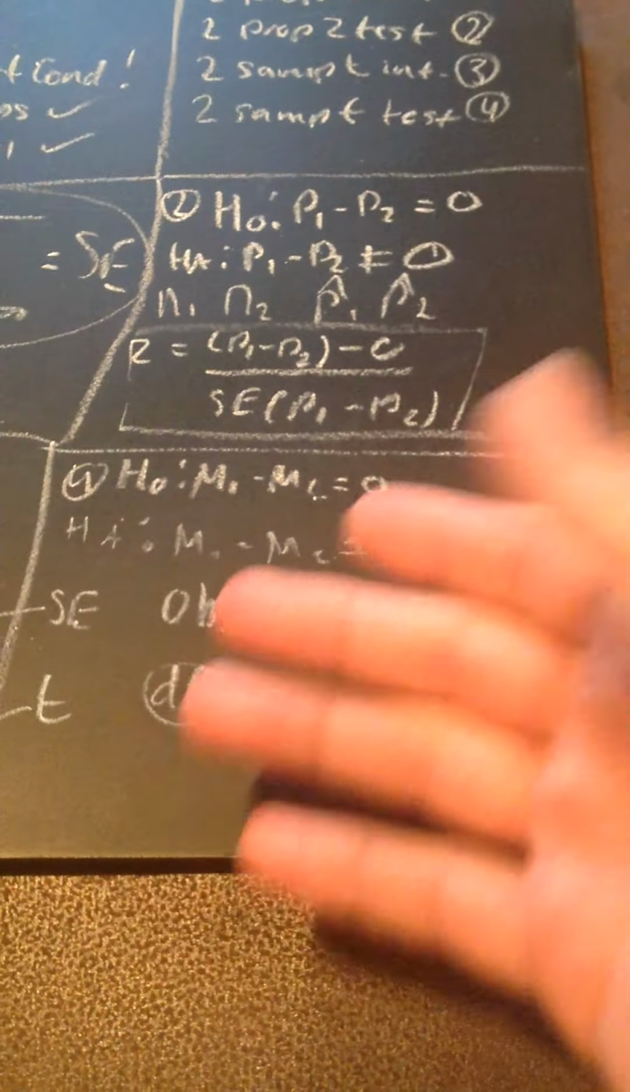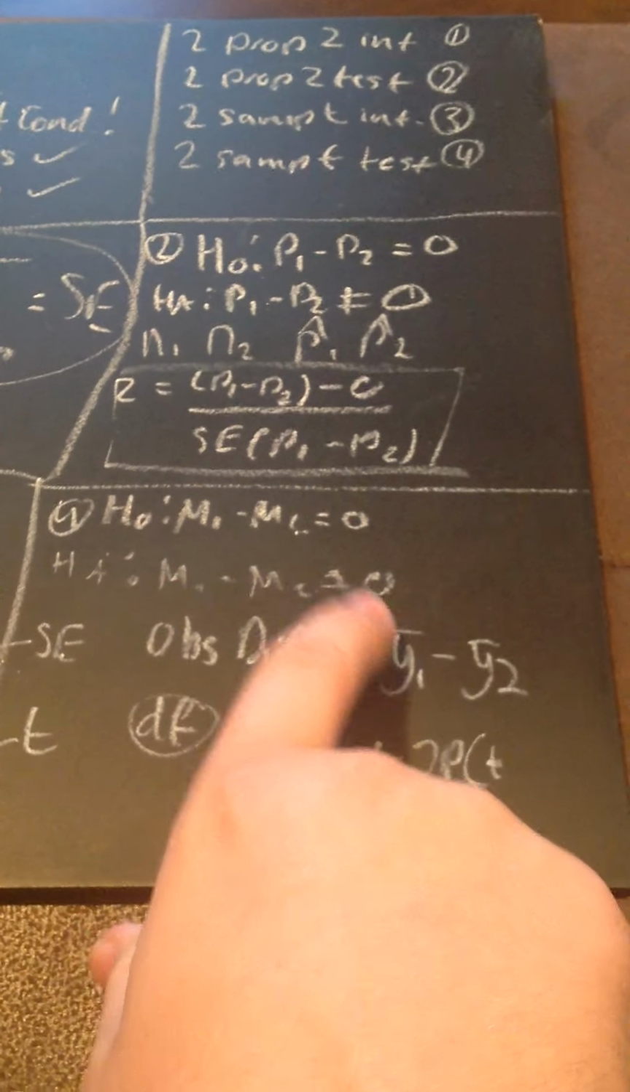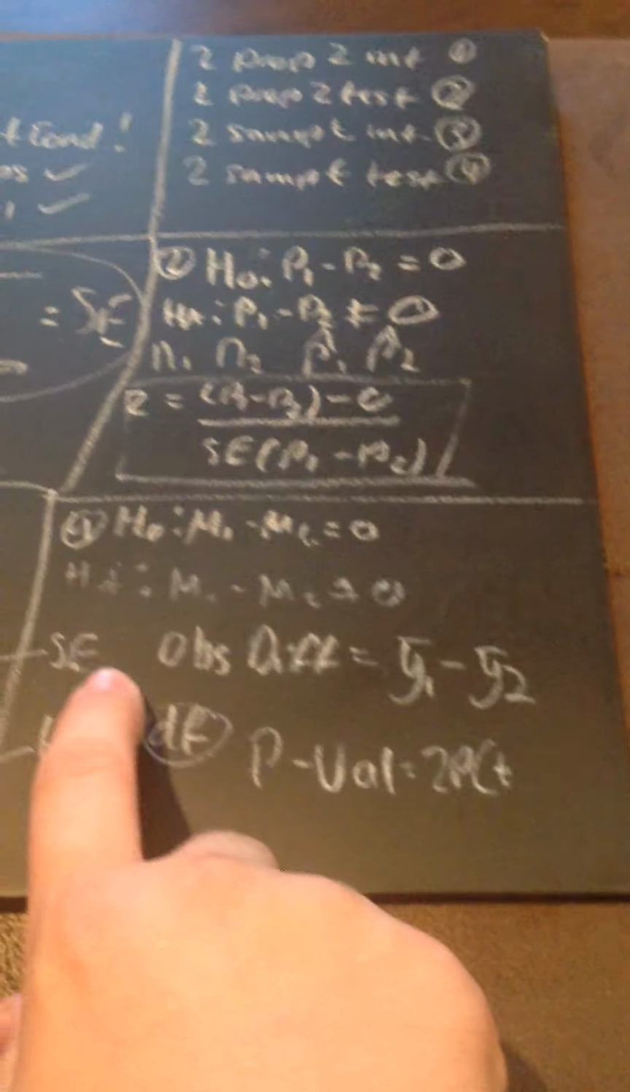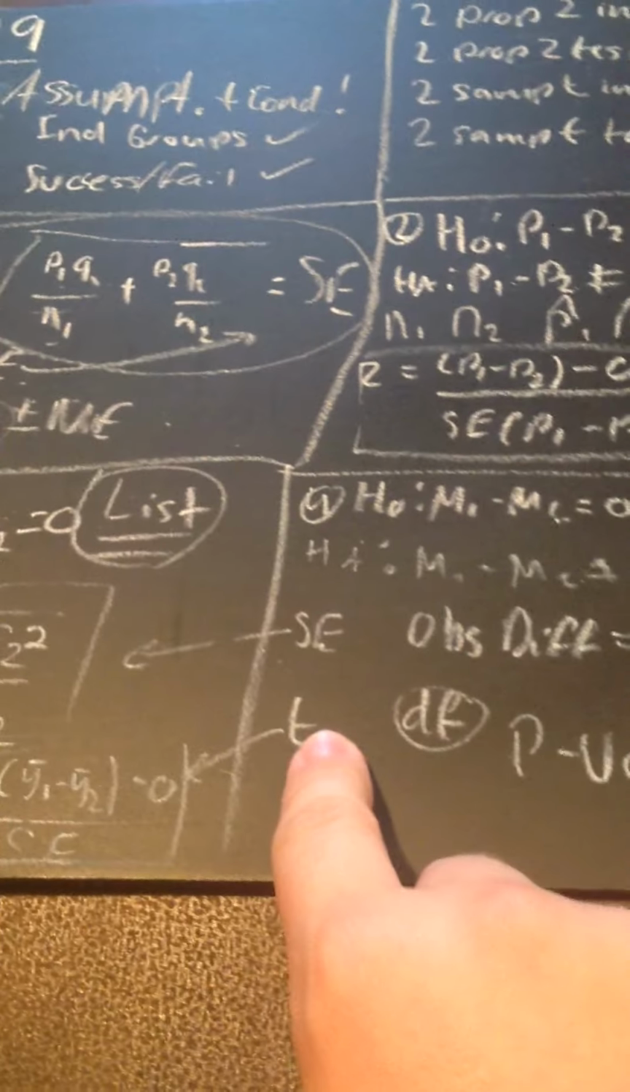I know this is really a lot of work. So, again, you use mu, and you set mu not equal to 0 for the HA. Now, you're going to need to find standard error, which is the exact same formula as you see here. You're going to need to find your t, which is the exact same formula as you see here.